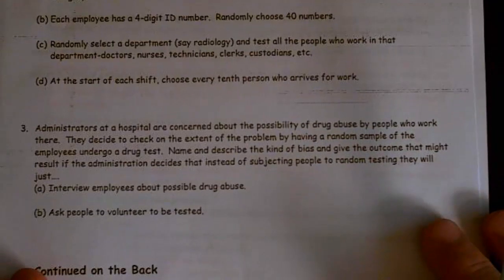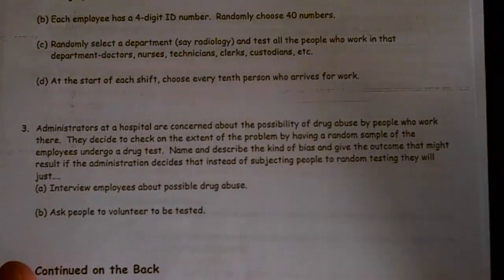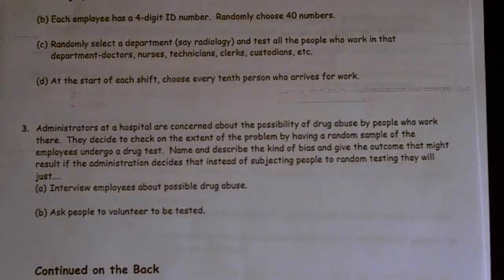Moving on, number 3. Administrators at a hospital are concerned about the possibility of drug abuse by people who work there. They decide to check on the extent of the problem by having a random sample of the employees undergo a drug test. Name and describe the kind of bias and give the outcome that might result if the administration decides that instead of subjecting people to random testing, they will just interview employees about the drug abuse.